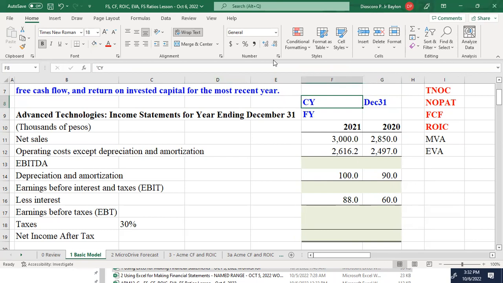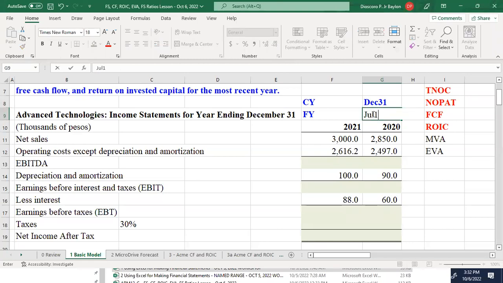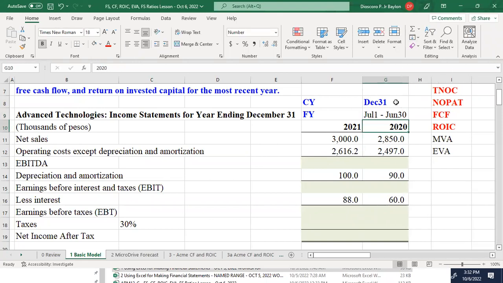Ito yun. Anyone please? Tapos ito example. Example lang ha, July 1 hanggang June 30. It can be others, no? This is just an example. So what do you call this?